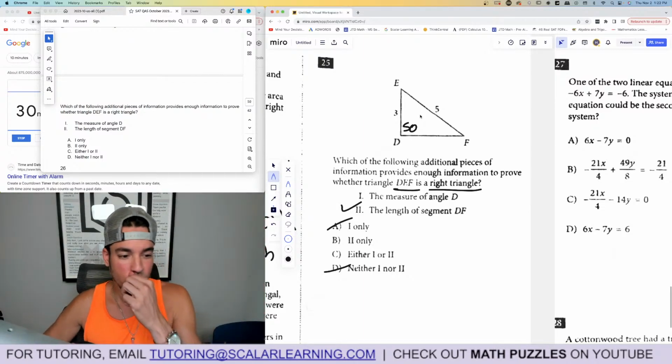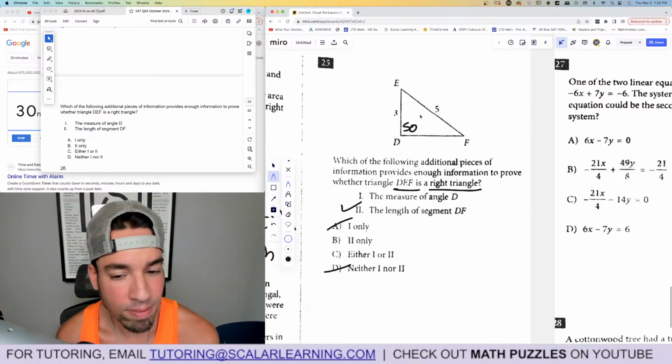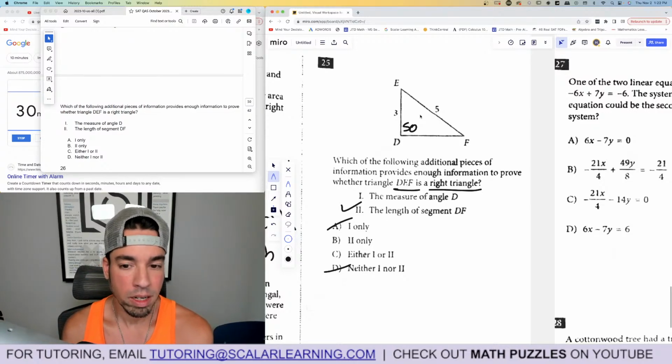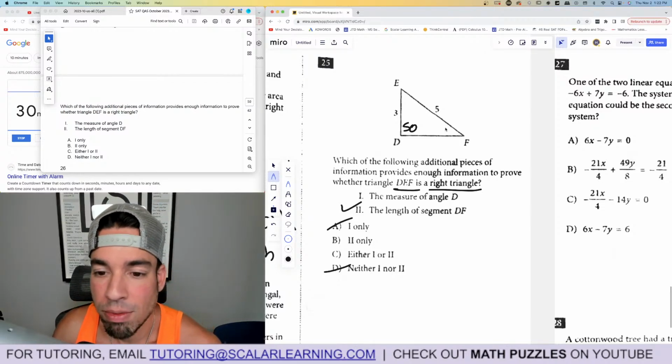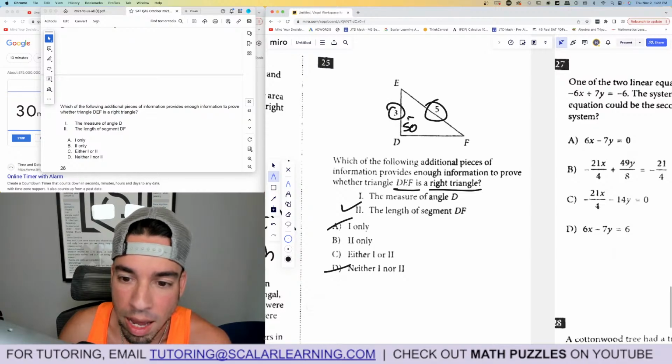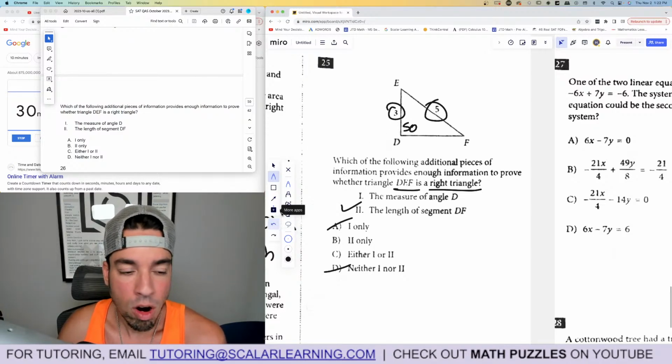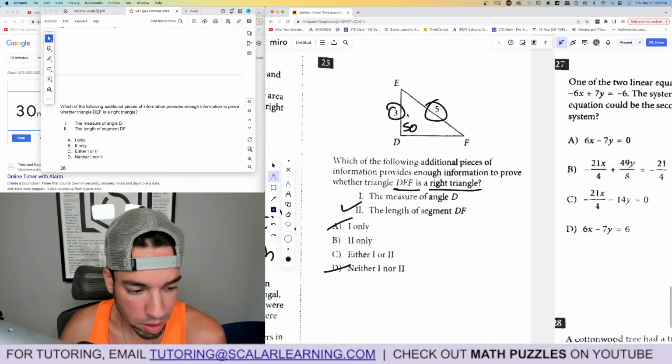Oh, you know what this is? I know what it is. It's basically the case of the ambiguous triangle. Because if I know side, side, angle, there are potentially two triangles that you can come up with. You see what I mean?